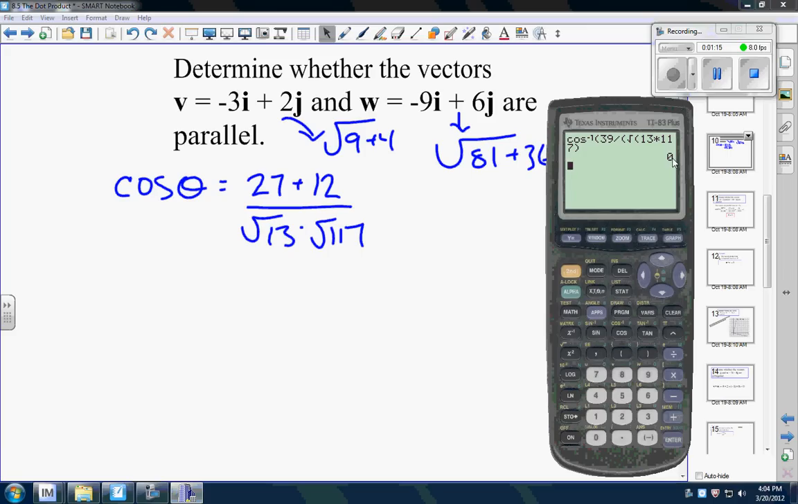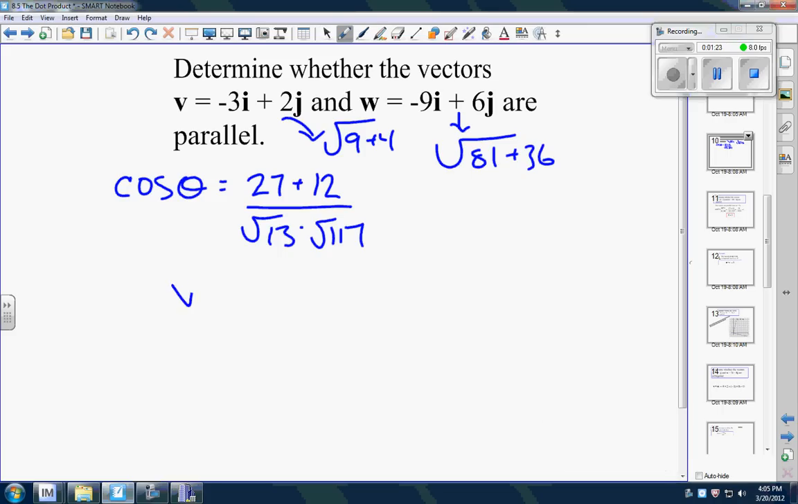Comes out to 0 degrees. Okay, those guys got to be parallel. Another way to look at it is say vector W is nothing more than 3 times vector V. Triple -3, you get -9. Triple 2, you get 6. Okay, so you can see connections with those there.